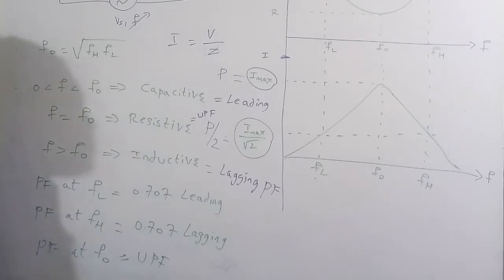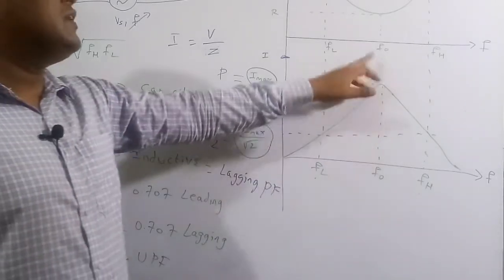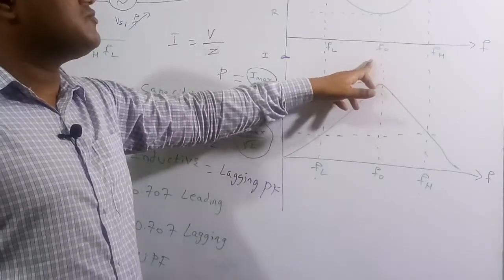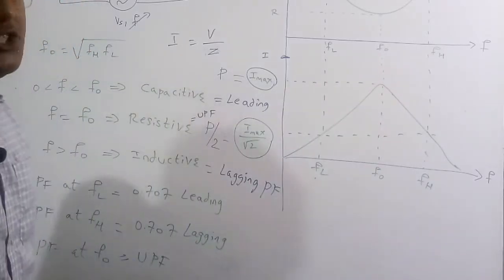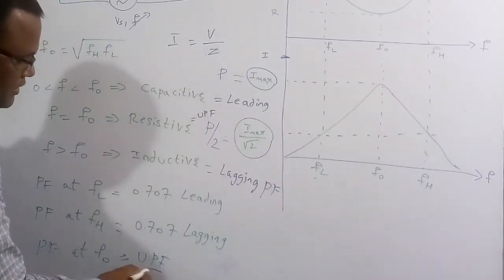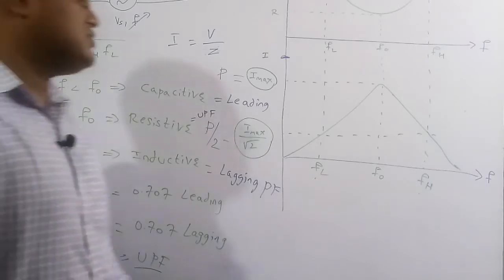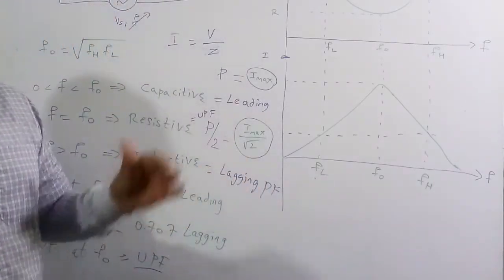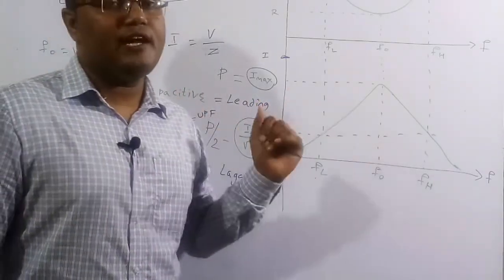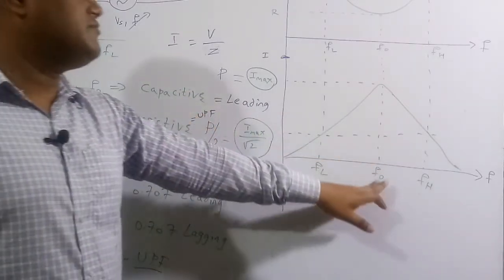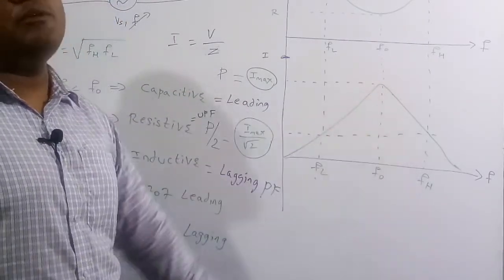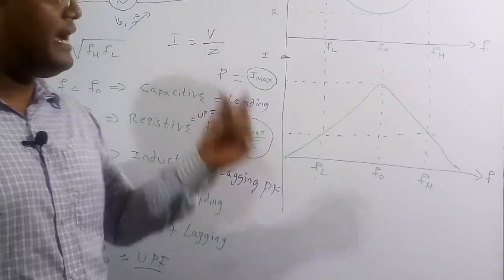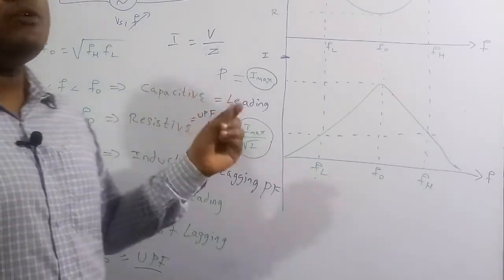And the power factor at the resonant frequency: at resonant frequency the circuit is purely resistive, so the power factor is unity. Basically, if the question asks at what frequency the current will be at maximum value in the circuit, it means at resonant frequency the current will be at its maximum value, because at that instant the circuit is purely resistive.